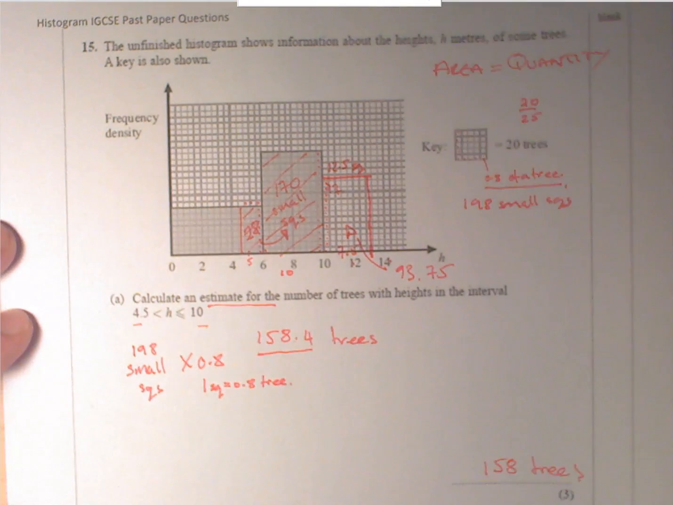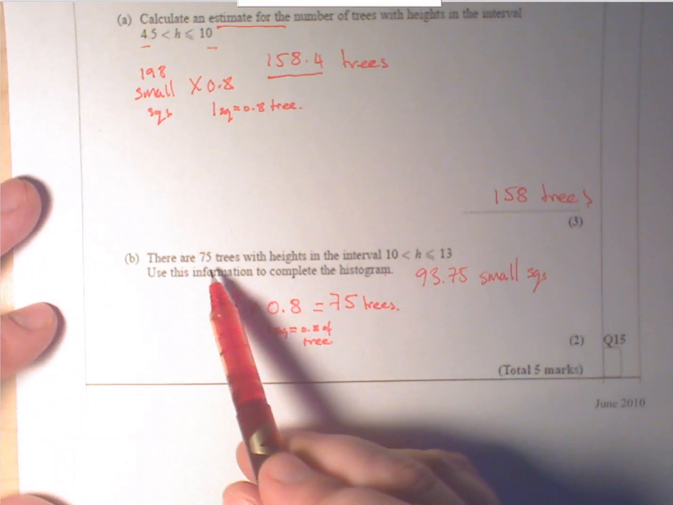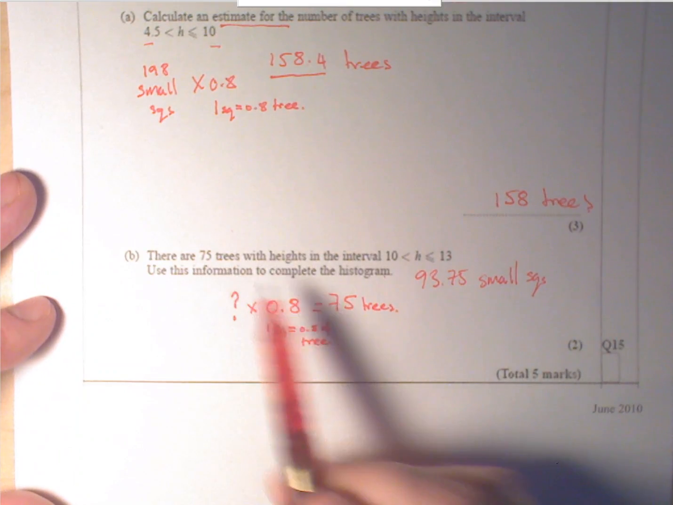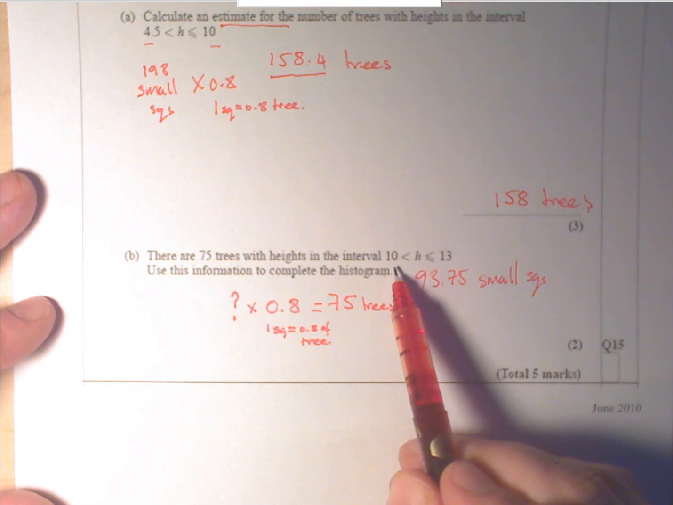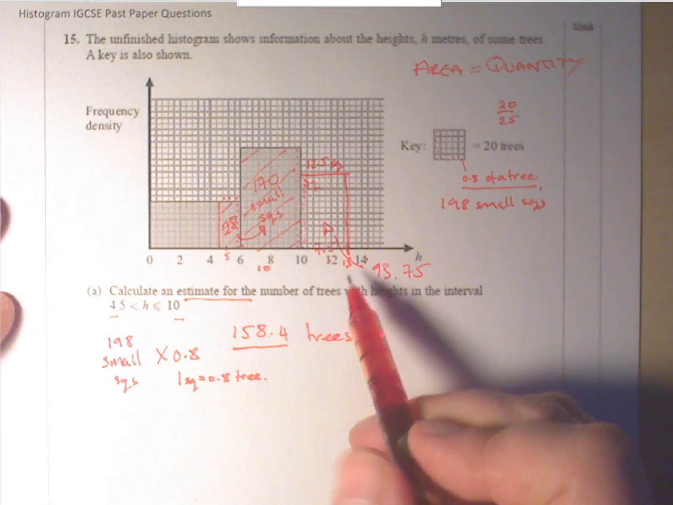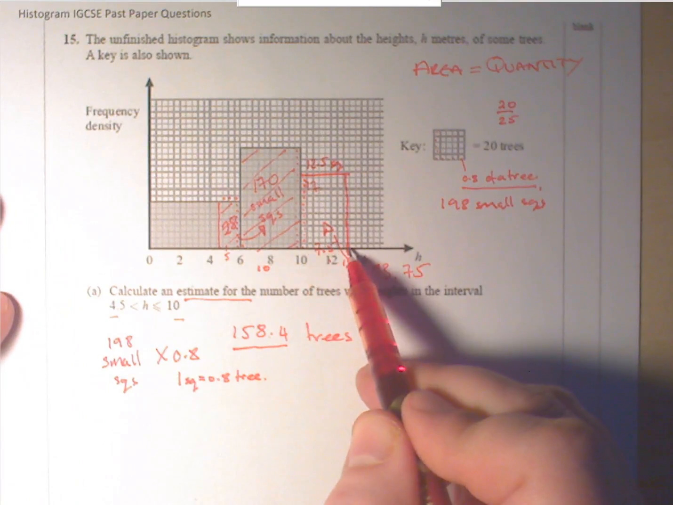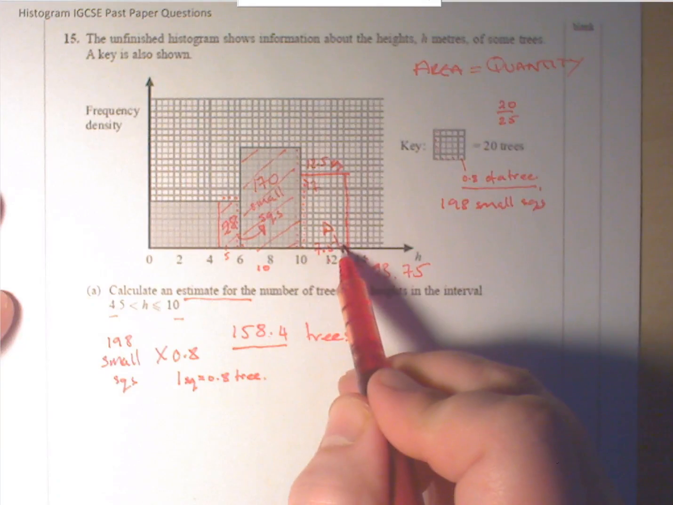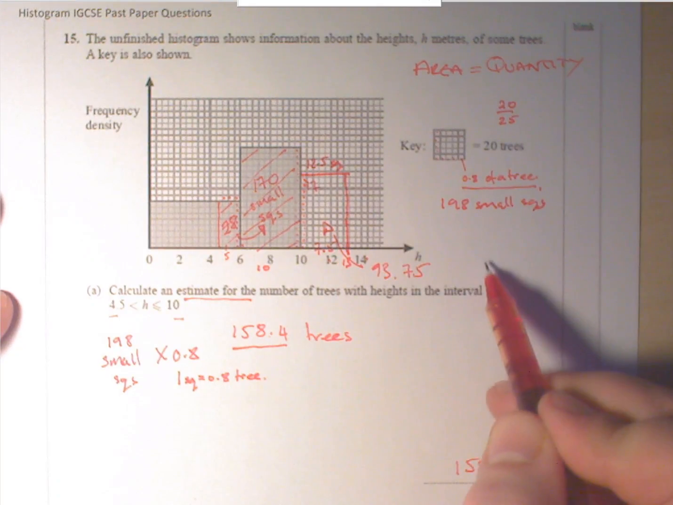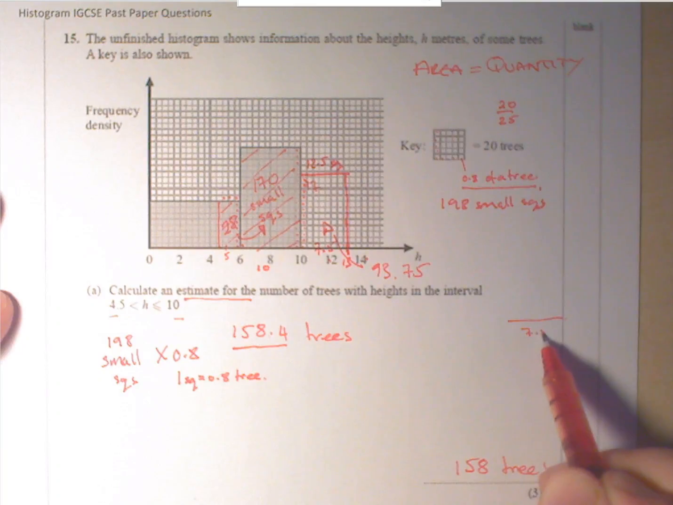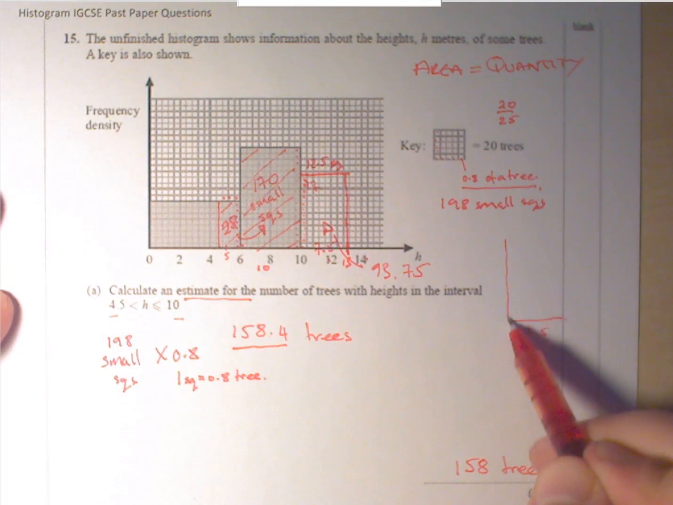Now in the second section, they want me to draw in 75 trees onto the graph, okay? And I've got a region here going from 10 to 13. Well, 10 to 13 puts the 13 here. And if you count along the bottom, you've got 7.5 squares in this width here. So if I zoom in a bit, along the bottom, there's only 7.5 squares, and I need to work out what this height is.